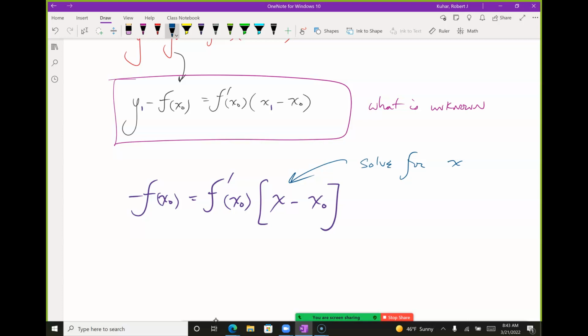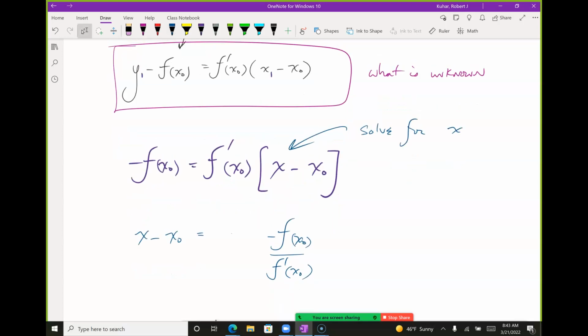So how are we going to solve for x here? Well, I could distribute or I could divide. So I'm going to divide. I get x minus x naught equals minus f of x naught over f prime of x naught. Everybody with me? I just divided by the derivative, evaluated at my one point.